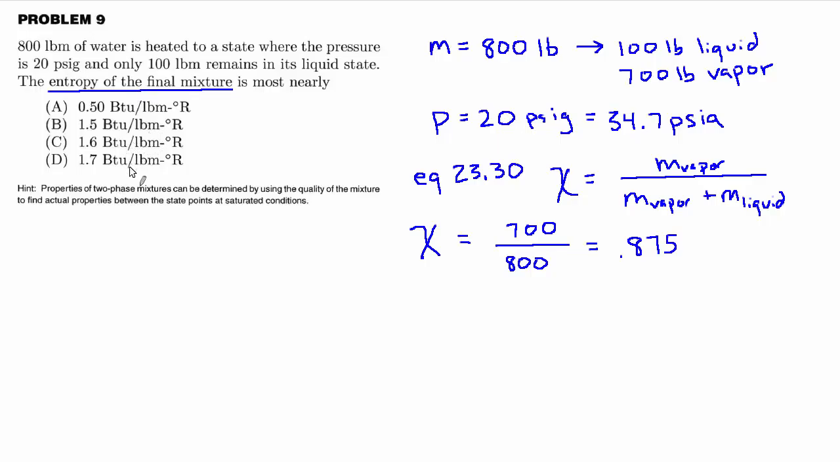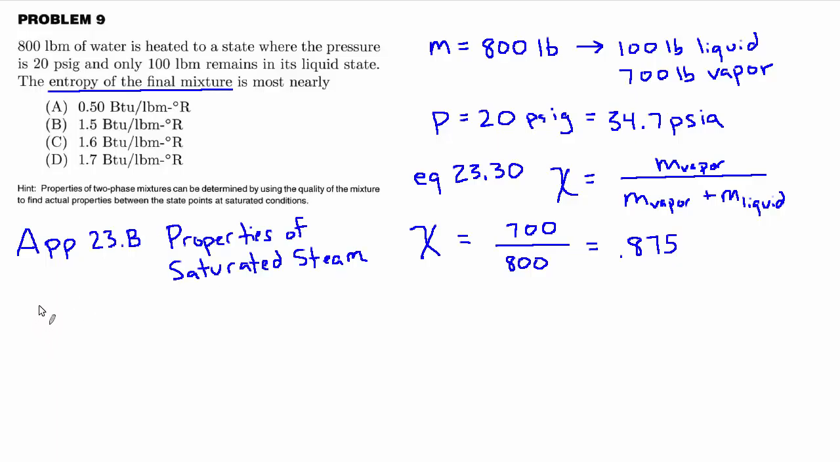And now once we know the quality, we can find the entropy by looking up in the steam tables what the properties are at the pressure that we have. So for that, let's pull out the steam tables. That's appendix 23.B, which I'm sure you're very familiar with. Properties of saturated steam. And we'll take the pressure rounded off as 35 psia so that we don't have to interpolate, which will slow us down quite a bit.